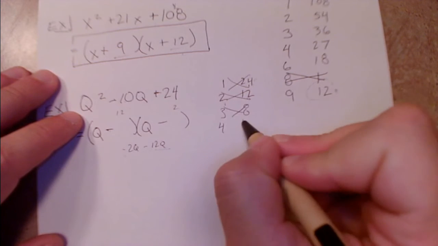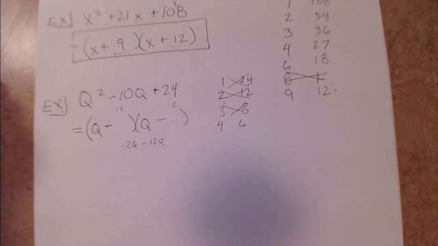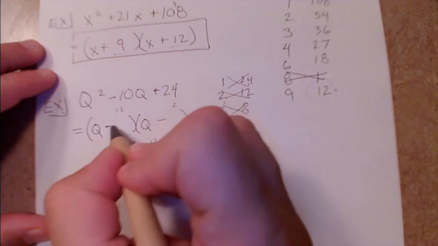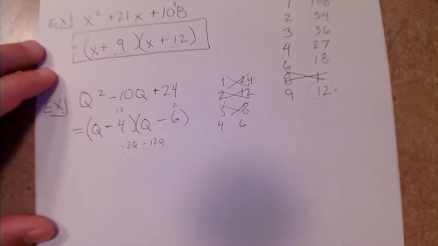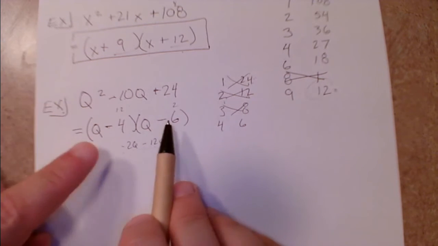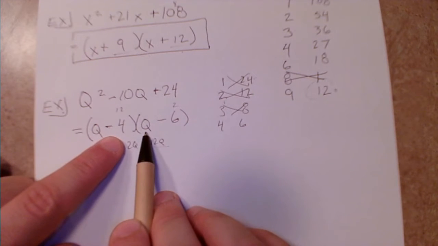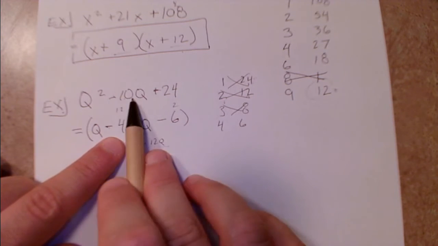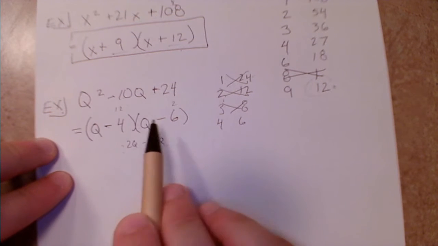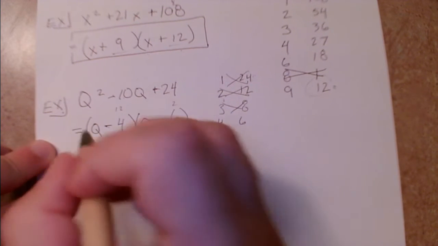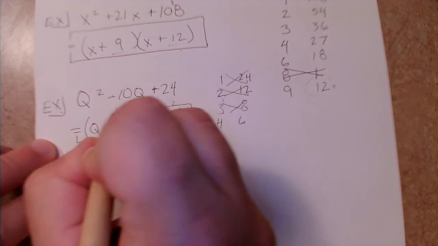And so cross your fingers that the last set of factors work, and they do. If I put a 4 here and a 6 here, negative 6q, the O in FOIL, minus 4q, the I in FOIL, is going to give me negative 10q, and negative 4 times negative 6 is positive 24. And so, took a little bit of work.